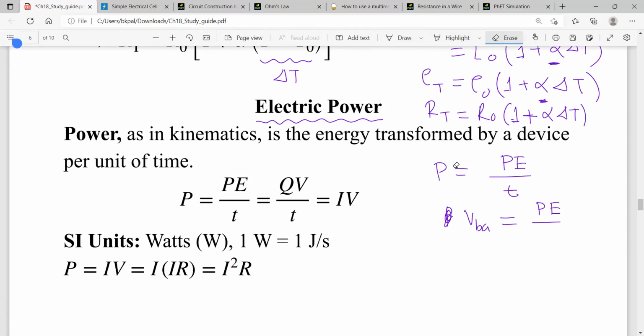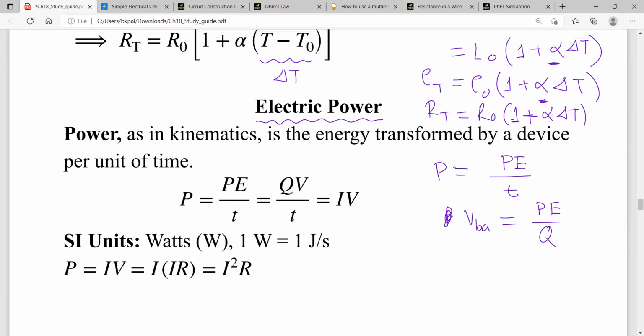Very similarly, normally we use Q for charge, so I replace Q0 by Q, because in this chapter we are using capital Q. We are also not writing the subscript here. So the potential energy is V times Q, and the power P is equal to VQ over T. You know that Q over T is current, so P is equal to just I times V.